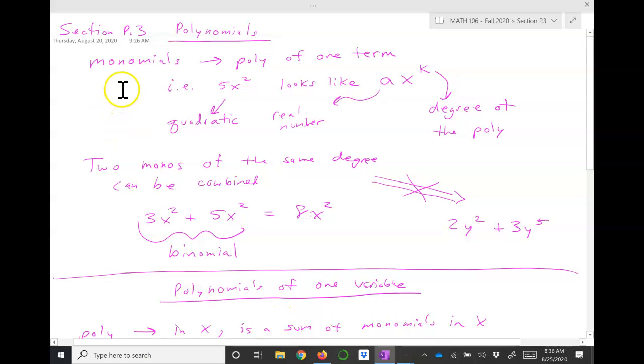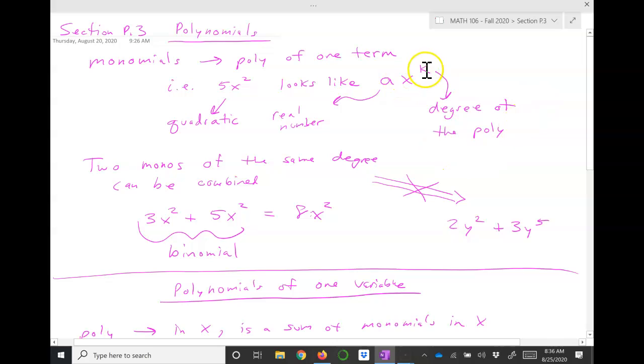So we define something called a monomial, and this is just a polynomial with one term. I gave you an example, something like 5x squared, and it looks like this. There's some coefficient in front of a variable term, so just call that a, and that's going to be a real number. And the variable can be raised to a certain integer value. We call whatever integer value that is the degree of the polynomial.